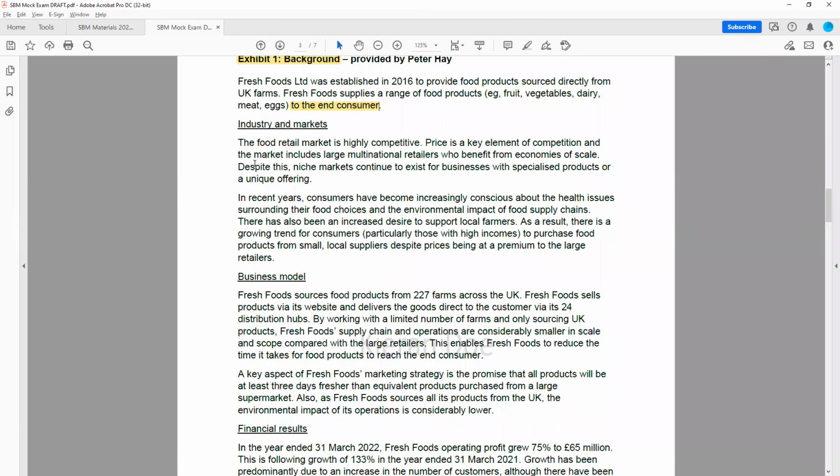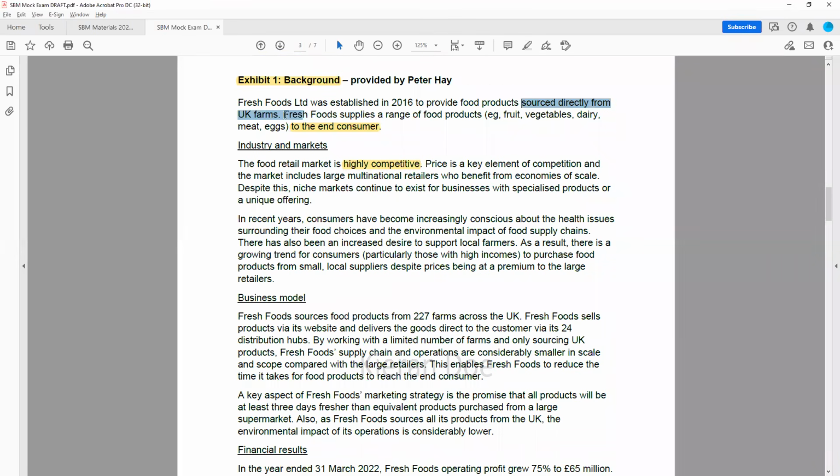So industry and markets. The food retail market is highly competitive. Price is a key element of competition, and the market includes large multinational retailers who benefit from economies of scale, as I'm sure you are aware and have some understanding of this industry. However, the examiners will, of course, always include all the information you need for the question. Despite this, niche markets continue to exist for businesses with specialized products or a unique offering. So perhaps this is going to be fresh food because they're sourcing directly from the farms.